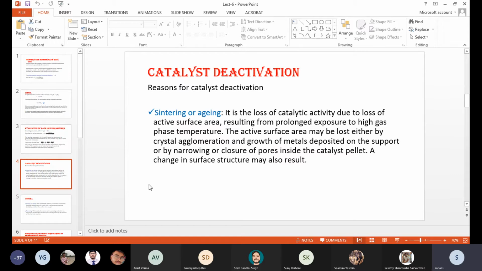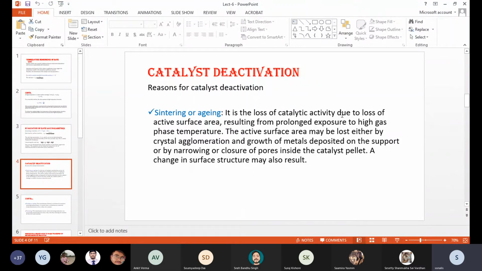So what are the reasons for catalyst deactivation? One reason is sintering or aging. What is that? It is the loss of catalytic activity due to loss of active surface area. If the catalyst surface is exposed at high temperature for a long time, then what happens? Some parts of the catalyst get melted, and because of the melting, the crystals or surface sites are destroyed.